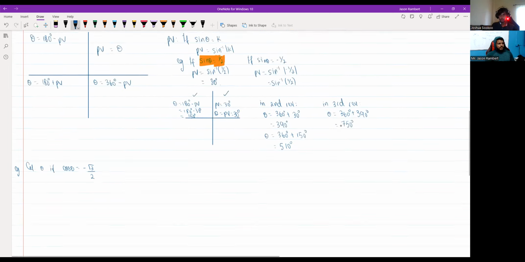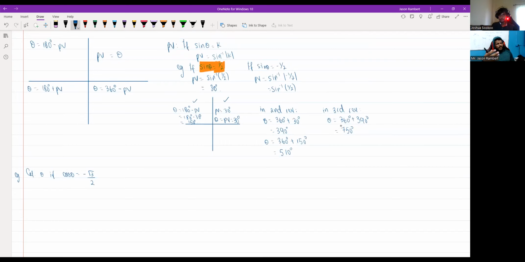In the first case, we ask ourselves and we get sine theta is positive. So that gives us the indication where the angles lie, or where my solutions lie with respect to my quadrants.